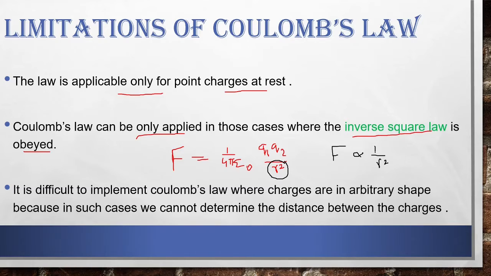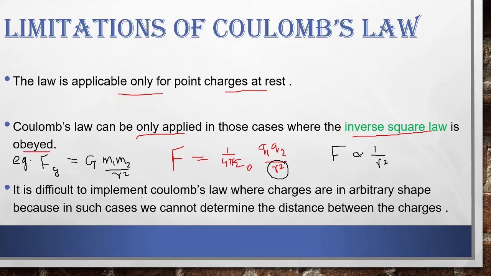And you have already studied an example for inverse square law, which is gravitational law. F is equal to G m1 m2 by r square, right? And G is the gravitational constant, m1 m2 are the masses of the two objects and r is the distance between them. So in this equation also F is inversely proportional to r square. So this is also an example for inverse square law. And you could see a similarity between these two force laws.